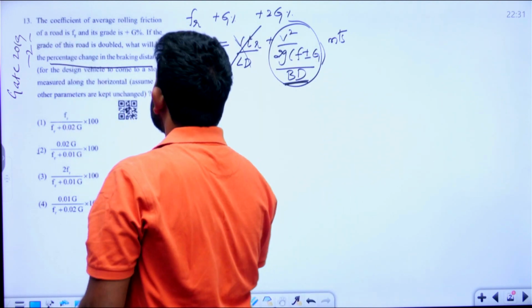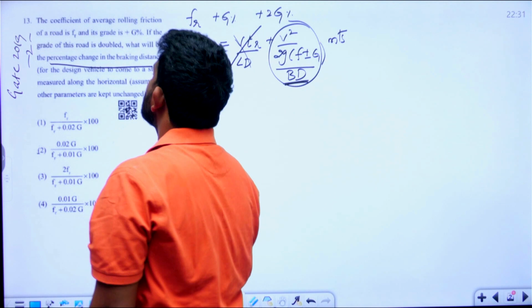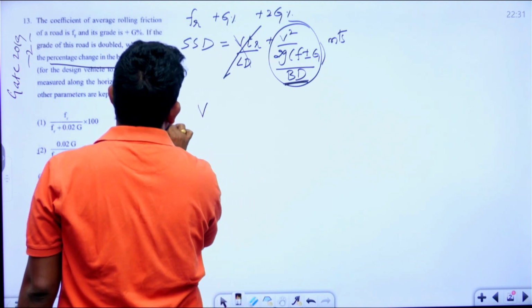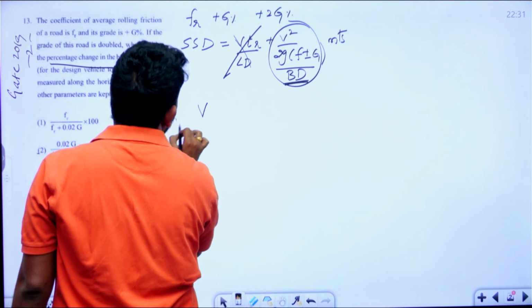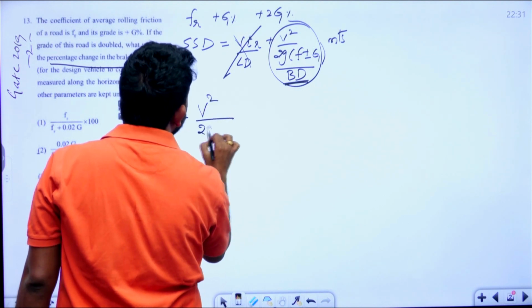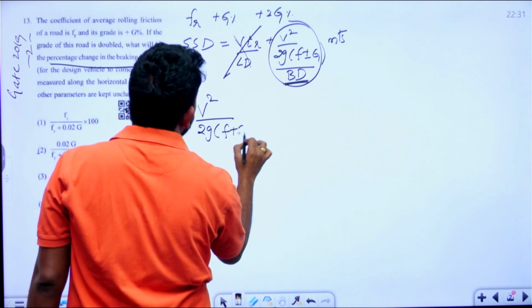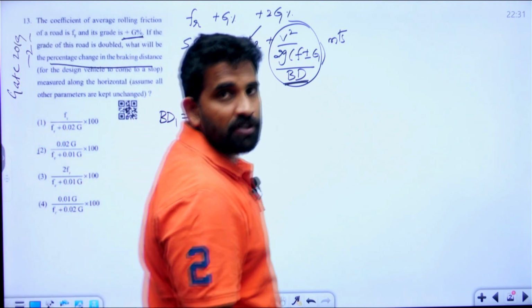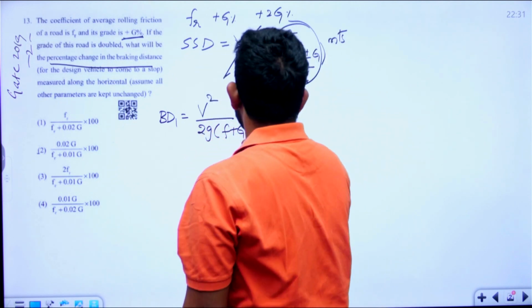Initially the coefficient of average rolling friction of the road is FR and its grade is G%. So initially the formula for the braking distance, BD1, is V square upon 2g into f plus G%. This is positive G because it was given as positive.